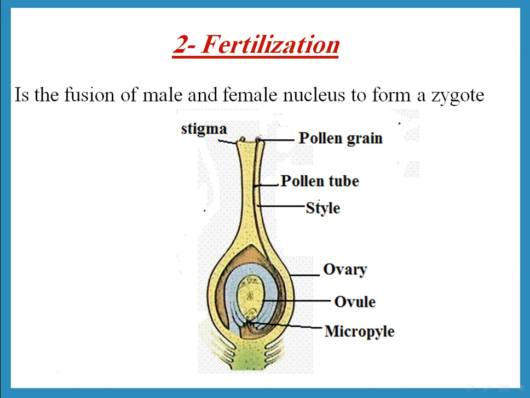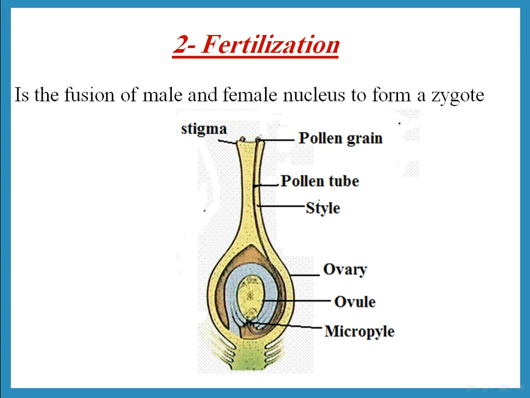But our problem now is that the male nucleus is inside the pollen grain and the female nucleus is inside the ovule. Can you see where the ovule is? So how are they going to meet together? Well, stigma will secrete a sugary fluid. This causes the pollen grain to start growing a tube going down the style.